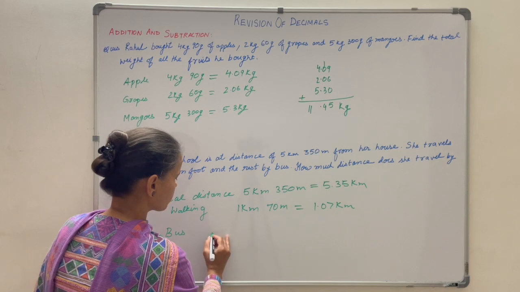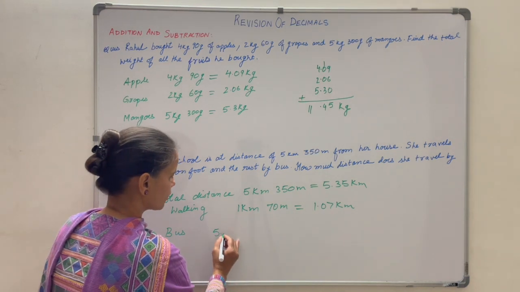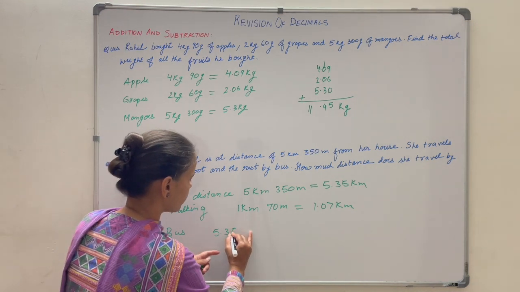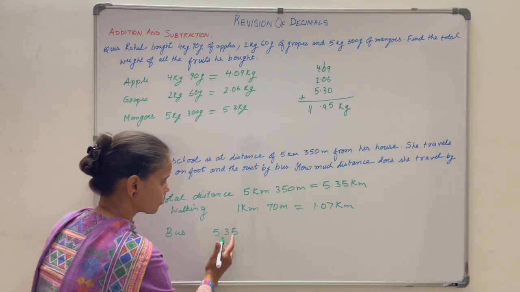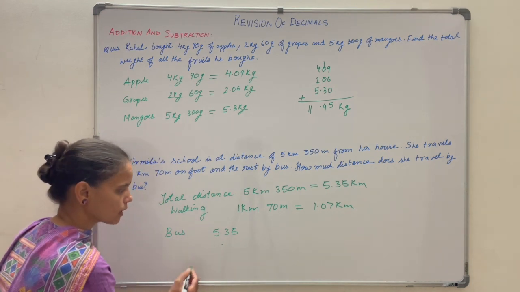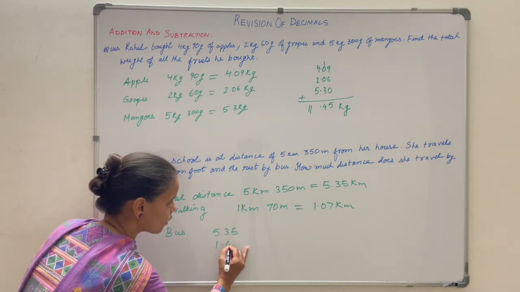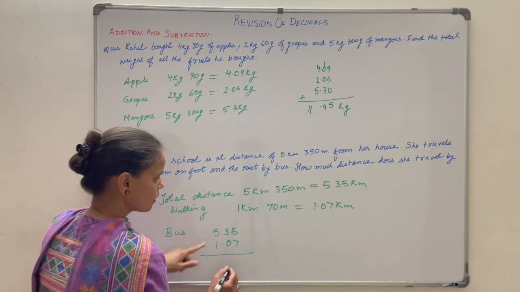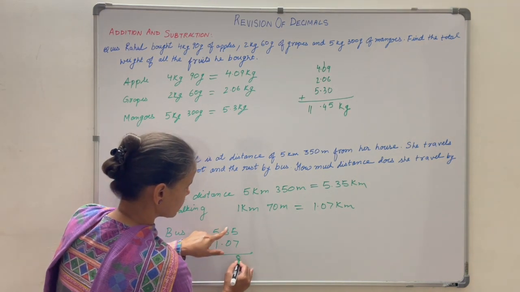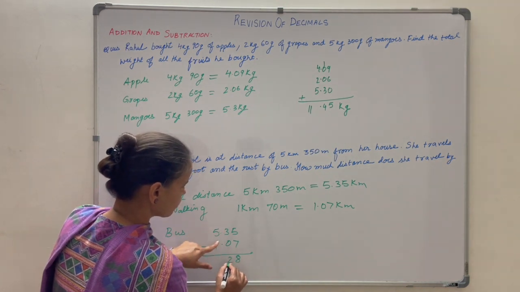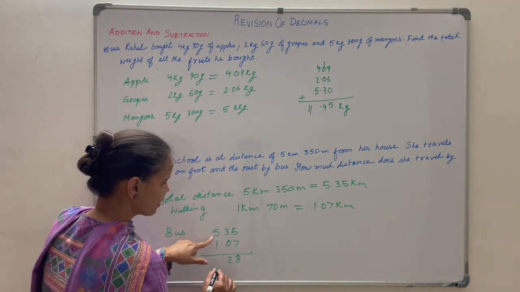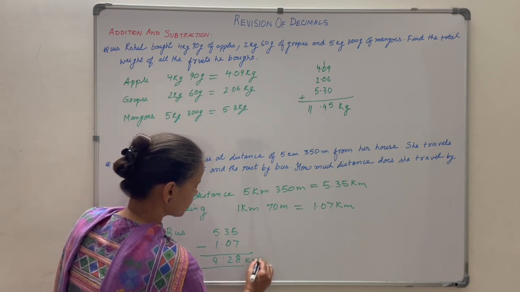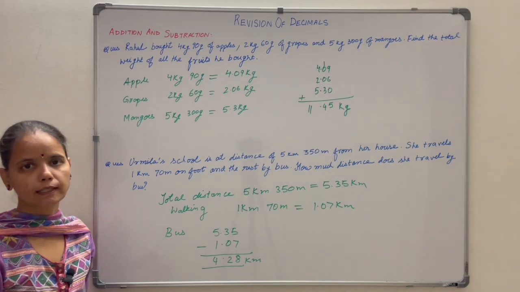So the distance she has to cover by bus, you need to subtract this from this. Whenever you subtract, make sure you put the decimal point below the decimal point. So the first number is 5.35. From this you have to subtract 1.07 kilometers, with the decimal point below the decimal point. Now let us subtract. In the hundredths place, 15 minus 7 is 8. 2 minus 0 is 2. Decimal point below the decimal point. 5 minus 1 is 4. So 4.28 kilometers she travels by the bus.